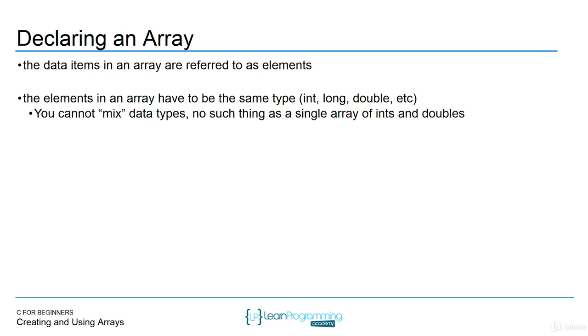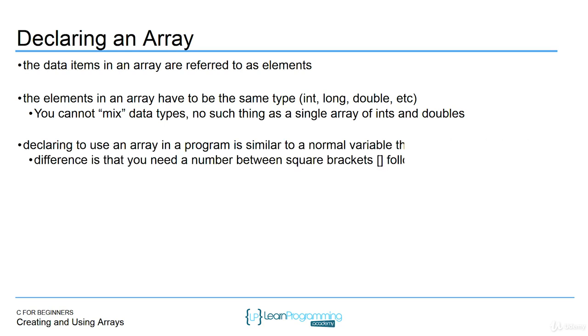As we mentioned, the elements in the array have to be the same type. You can't mix and match data types. You can't have an array of 5 ints and 5 longs. There's no such thing as a single array of multiple data types. Declaring an array in a program is similar to a normal variable declaration. All you have to do is specify the name and then use brackets. That's the only difference, this idea of square brackets following the name.